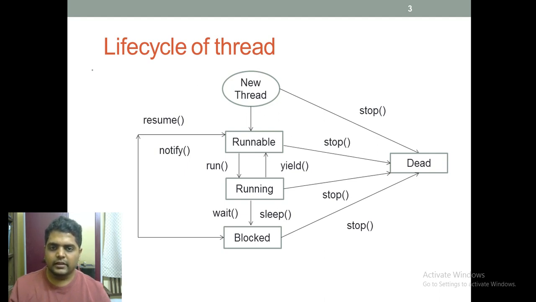We have methods like run and yield. Yield is basically like a background running process, and from running it can go to the runnable state using yield. Note one more important point: from each stage it can directly move into the dead state. If the thread is newly created, or in the runnable state, or in the running state, or in the blocked state, it can be moved directly into the dead state using the stop method.